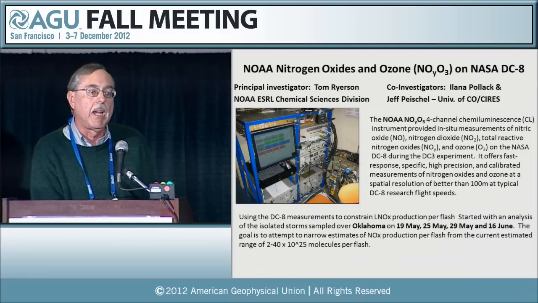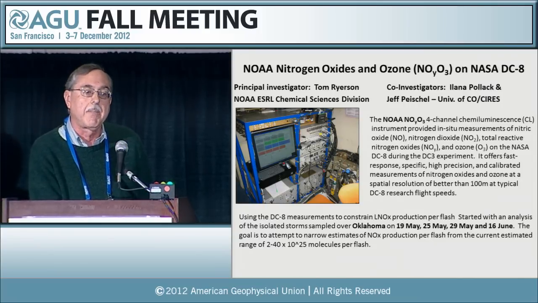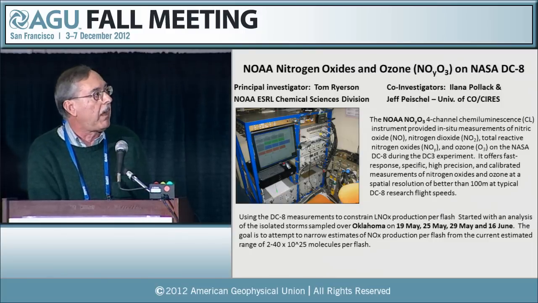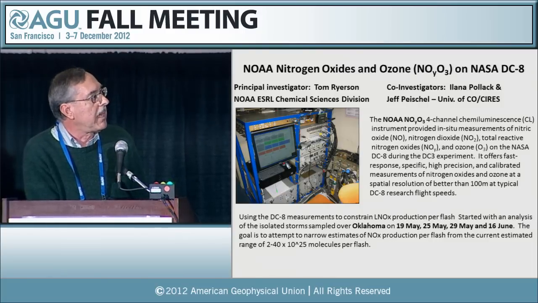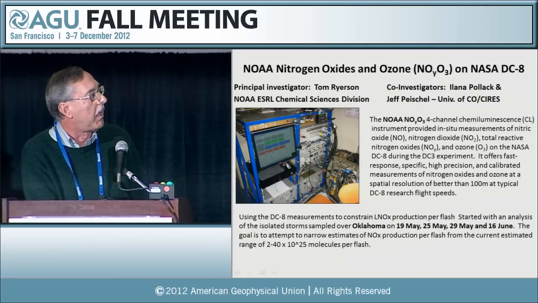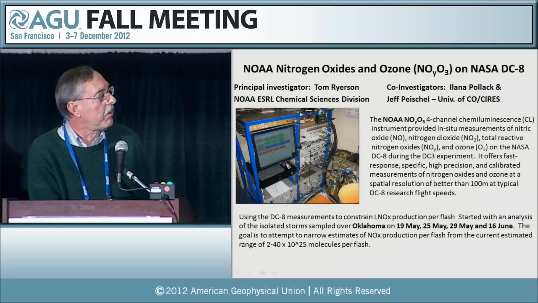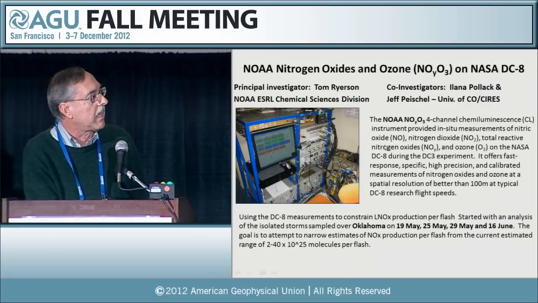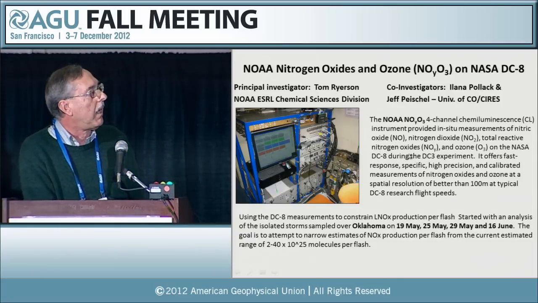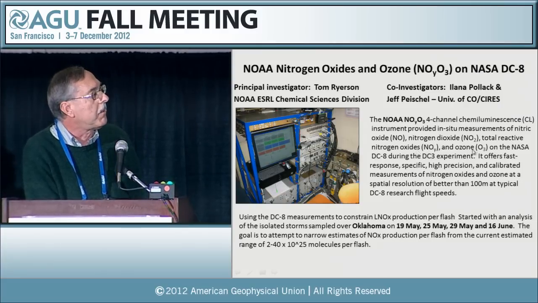We had 3 aircraft: the NASA DC-8, the NCAR G5, and the German DLR Falcon. And on the NASA DC-8, the NOx measurements were made by Tom Ryerson from NOAA ESRL. This is a chemiluminescence instrument that measures NO, NO2, total reactive nitrogen, or NOy, and ozone.